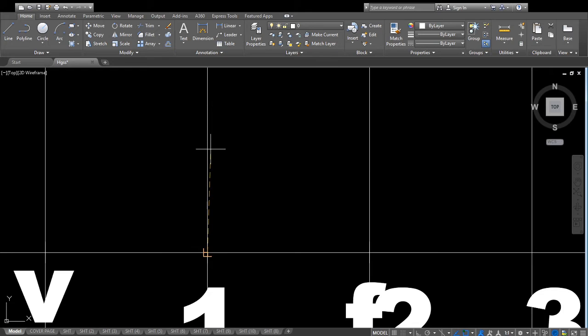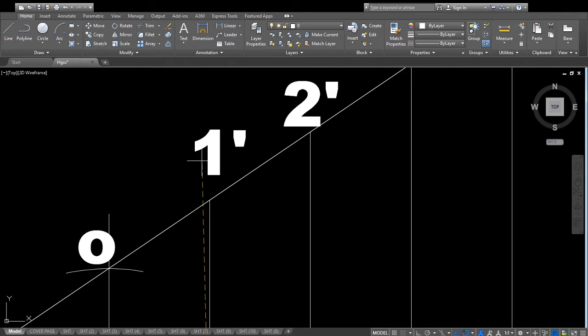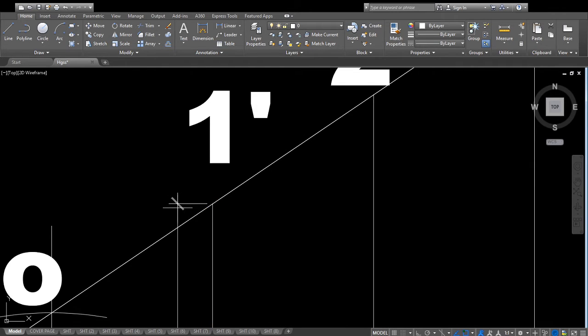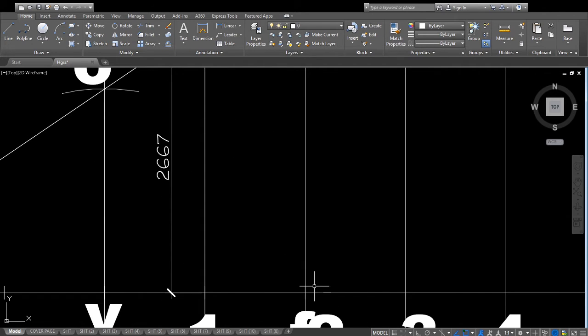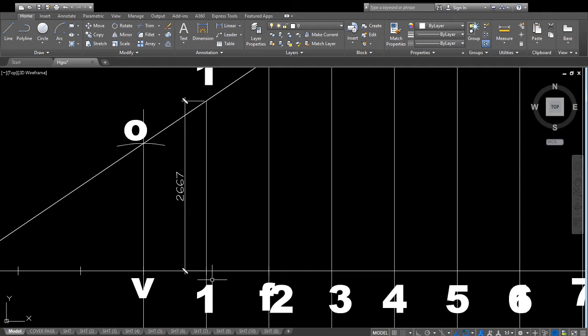Now in your case, you might not need to take that measurement. All you need to do is open your compass to that radius, come to F, and strike an arc. My 1, 1 prime is 2667. So I will now pick my arc.